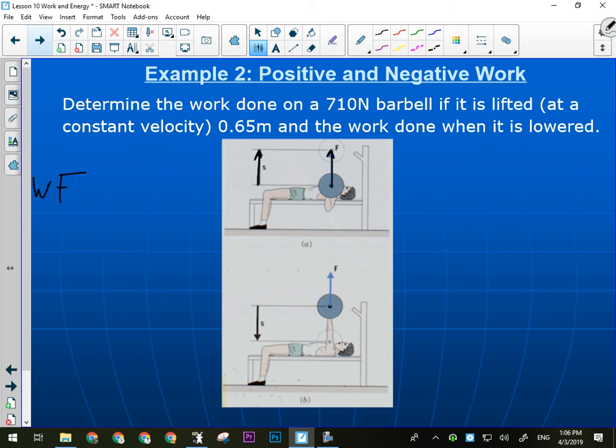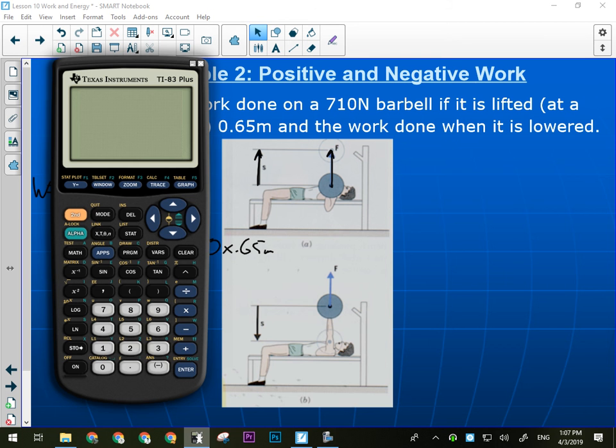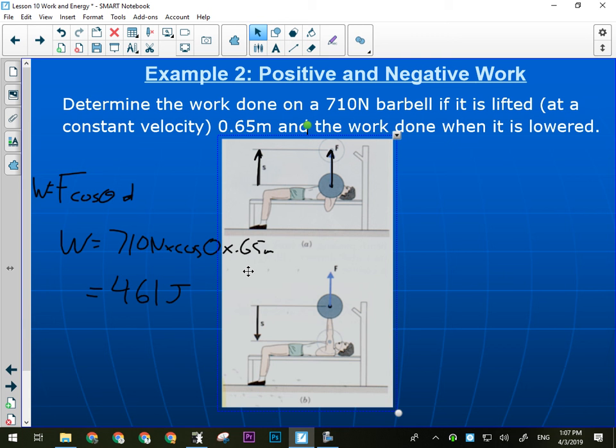So work equals F cos theta times d. That's going to be 710 newtons times the cos of 0 times 0.65 meters. What's the cos of 0? 1. So it's really having no effect, I'm multiplying by 1. So I can calculate pretty easily how much work is done here. I think it comes out to 461 joules or something like that, if we multiply it out. 461.5, so 462, whatever. 461 joules.